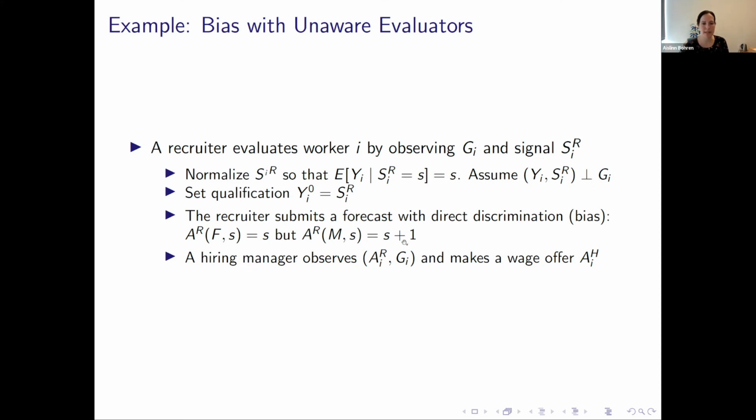Specifically, they inflate the signals of group M workers. If they see a signal S, they give an evaluation of S plus 1 to group M workers and an evaluation of S to F workers. Then the hiring manager observes this evaluation as well as group identity and makes a wage offer to the worker. So the hiring manager's information is social or endogenous because it's the forecast submitted by the recruiter.